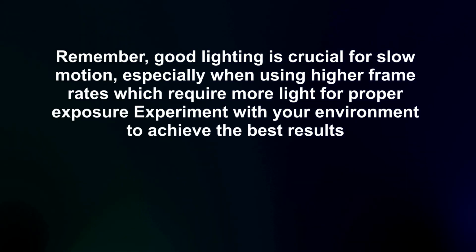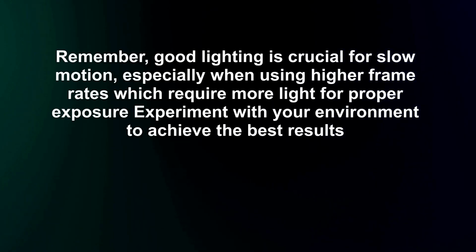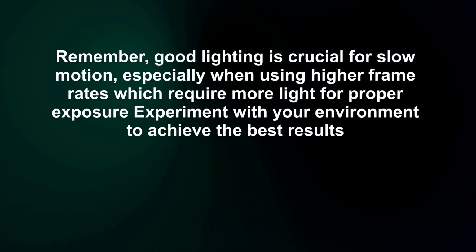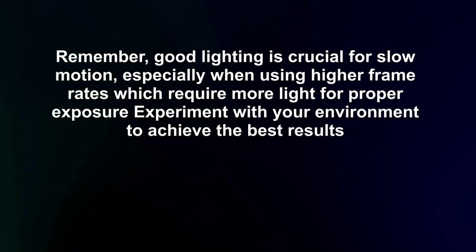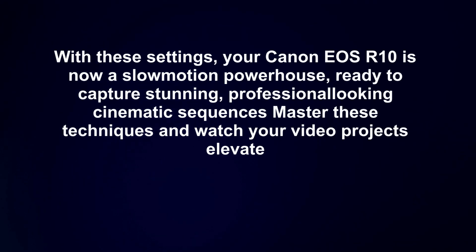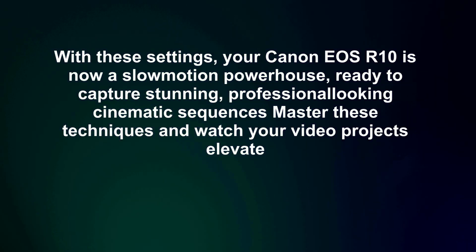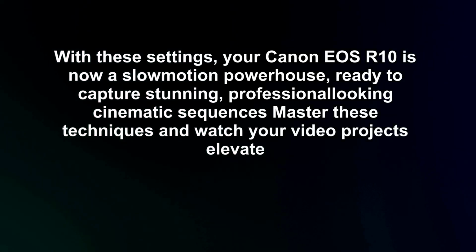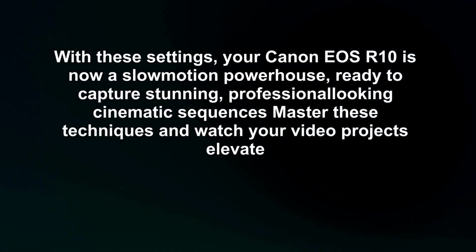and clear. Remember, good lighting is crucial for slow motion, especially when using higher frame rates which require more light for proper exposure. Experiment with your environment to achieve the best results. With these settings, your Canon EOS R10 is now a slow motion powerhouse, ready to capture stunning, professional cinematic sequences. Master these techniques and watch your video projects elevate.